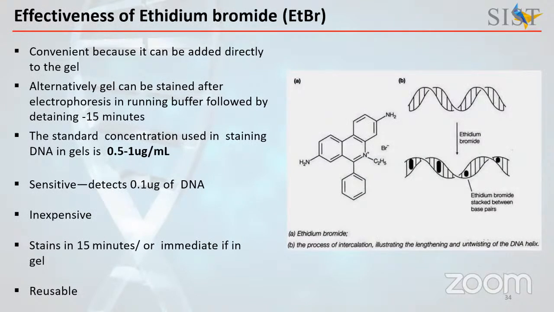So the effectiveness of ethidium bromide. There are different types of dye we can use to observe the DNA in gel electrophoresis, but we normally go with EtBr. Why? Because it has good sensitivity. Like it can even detect 0.1 micrograms of DNA. And comparatively, it is inexpensive. And it is also convenient because you can use it as a pre-stain or post-stain. Like you can add the EtBr before the casting of the gel or even after the gel electrophoresis is run.